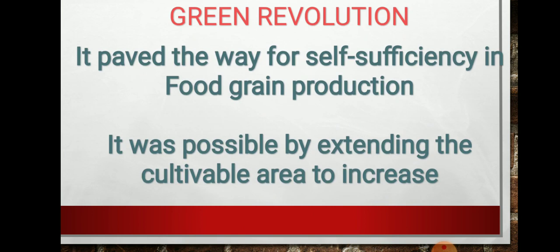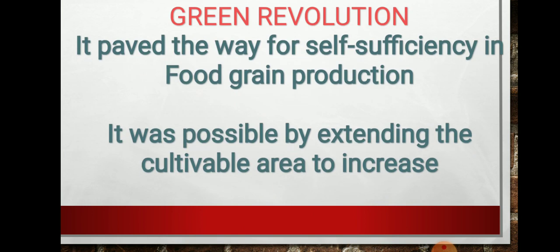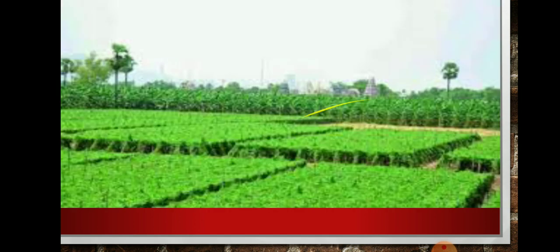Now we are moving on to the Green Revolution. You know very well that the Green Revolution talks about crops and the greenish environment. It paved the way for self-sufficiency in food grain production and increased production. What do you mean by self-sufficiency? Never needing to stretch our arms to other countries. It was possible by extending the cultivable area, and when the area increases, we have much more production. Here is one more picture for the Green Revolution.